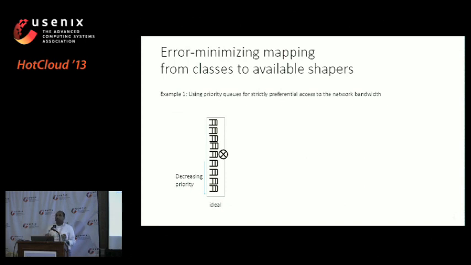Let's take a very specific context. You're using priority queues to do strictly preferential access to network bandwidth. Say you have 9 queues. The packets in the first queue get the network bandwidth no matter what. And only after they're served, the packets in the second queue get access, then the third queue, then the fourth queue. This is what you want to enforce.